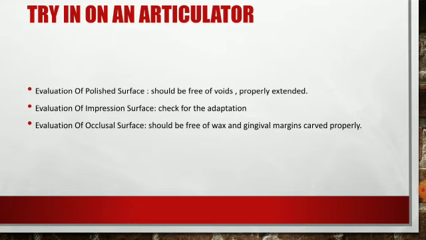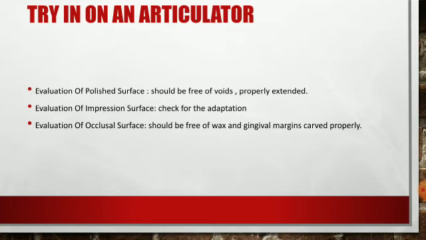We need to check for the adaptation of the denture base. Many of the times when we use shellac, you would be remembering that shellac gets distorted and does not get properly adapted over the model. So that should not happen. The denture base should be properly adapted to the cast. So that is what we need to check in the evaluation of the impression surface.